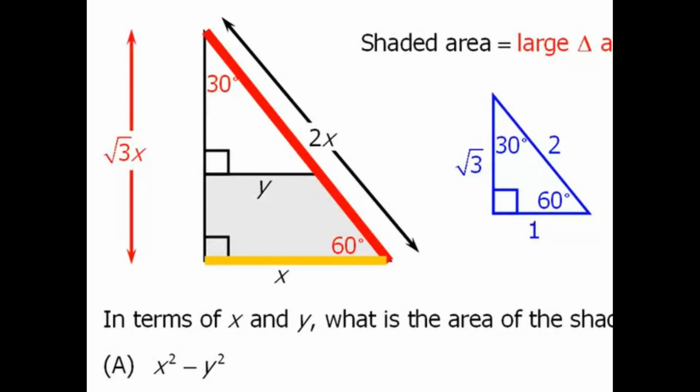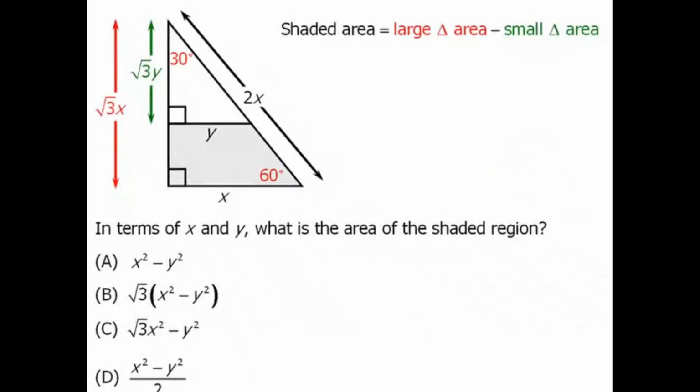Similarly, since the small triangle is also a 30, 60, 90 triangle, we know that the length of this side is root 3 times y. We're now ready to calculate our areas. We'll begin with the large triangle.